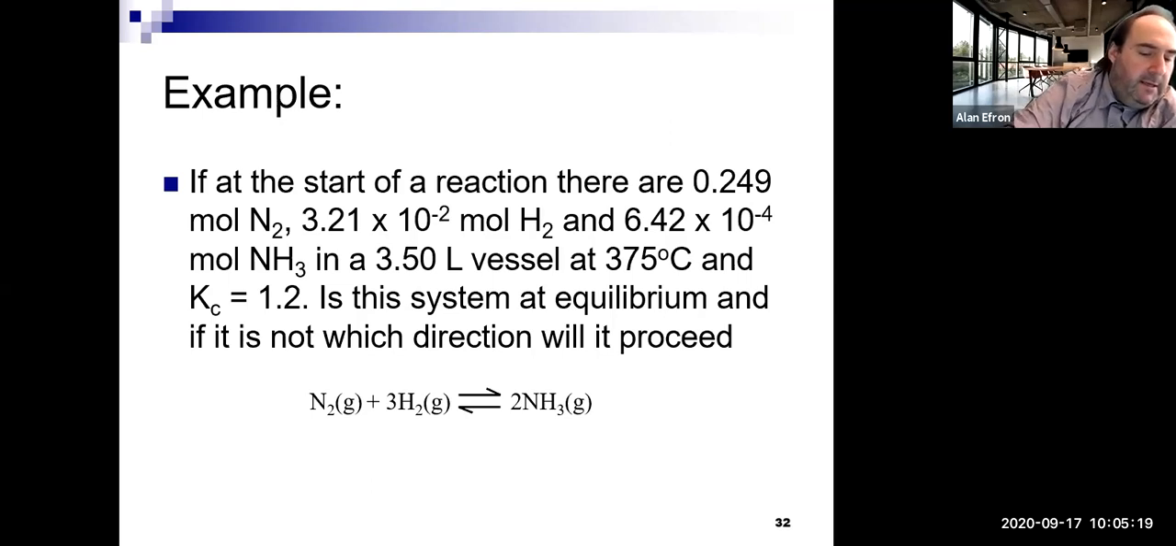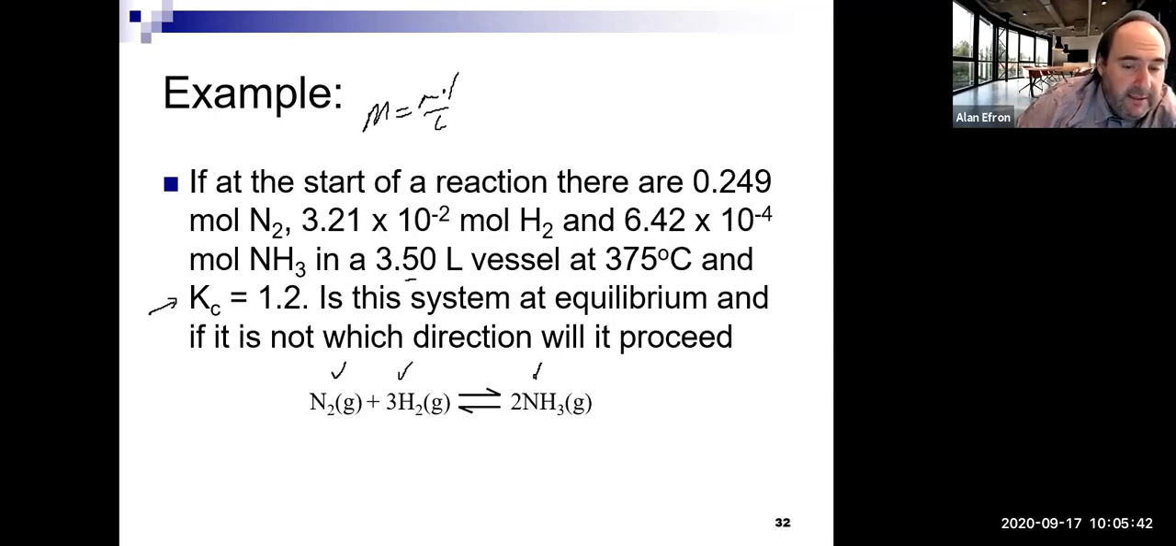Okay, so let's take a look here. We're given the moles of everybody. We also have the liters. So from the moles and the liters, we could get the molarity. So we do have the concentrations of everybody given to us. We also obviously have the K value given to us. So this is your classic, straightforward Q type problem.